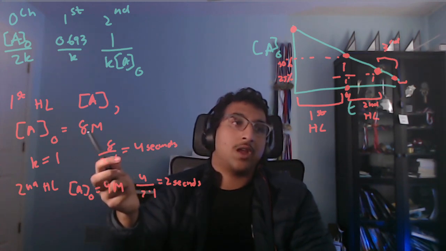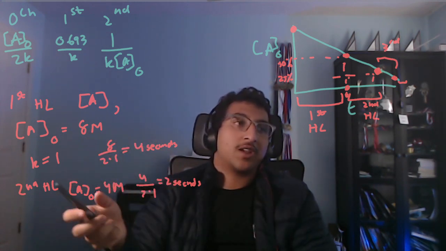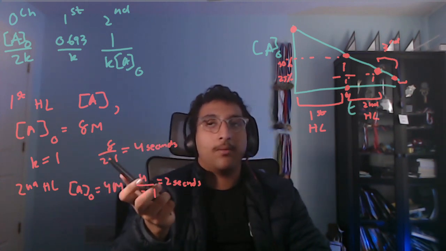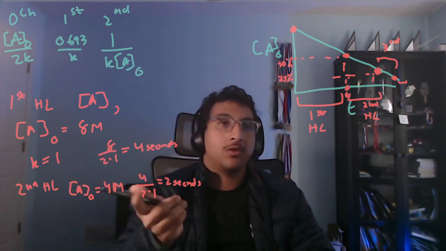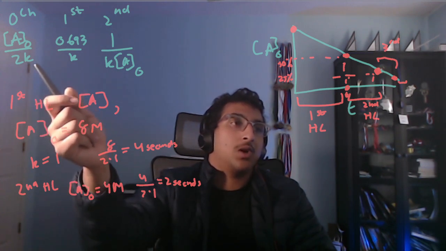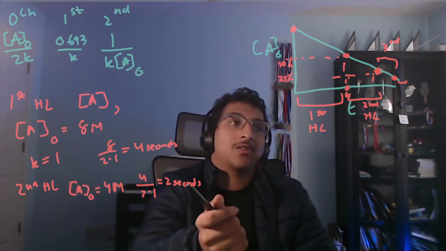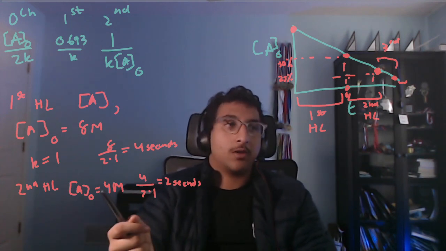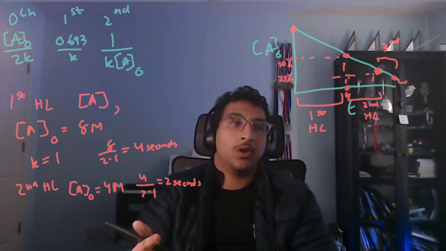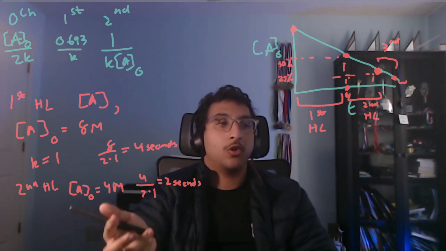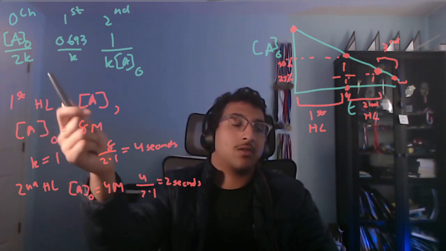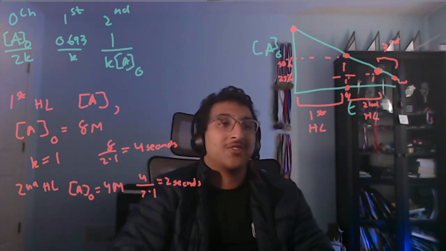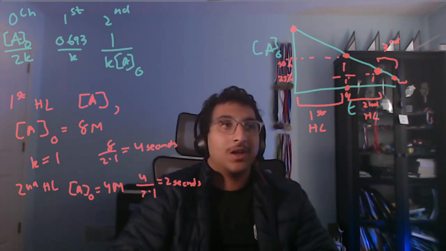So like 8 over 2, that's 4. For the second half-life, you start with 4, and you see how long it takes to reach a concentration of 2 using this formula. K is going to be 1, so 4 over 2 times 1, 2 seconds. And if you had to find the third half-life, for example, you would start with 4 divided by 2, so a concentration of 2 moles per liter, and then you just use this formula again. Similarly with second order reactions. So that's just something I'm emphasizing because it's pretty easy to forget.